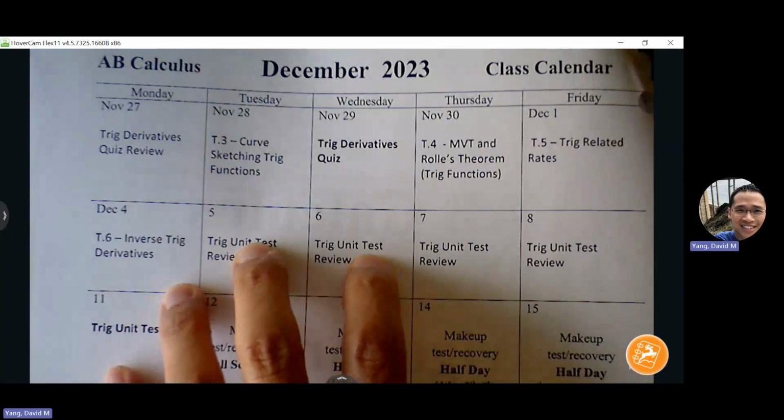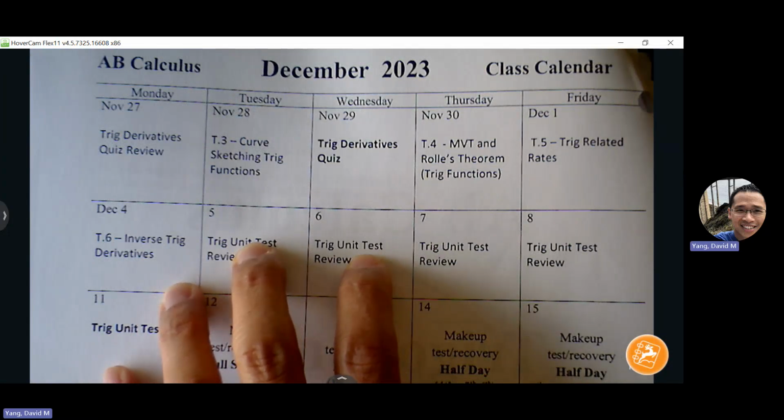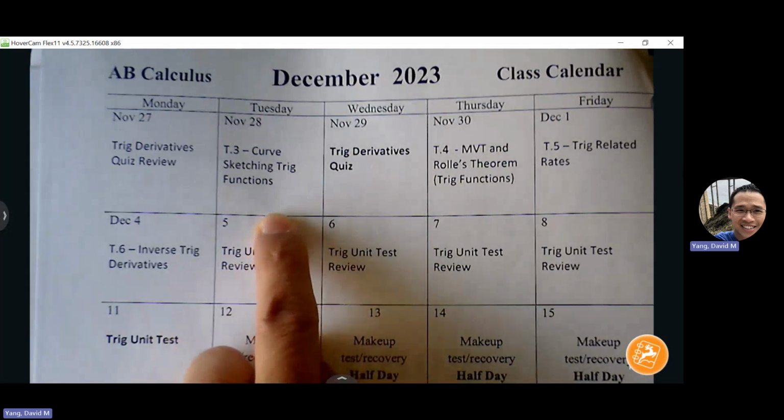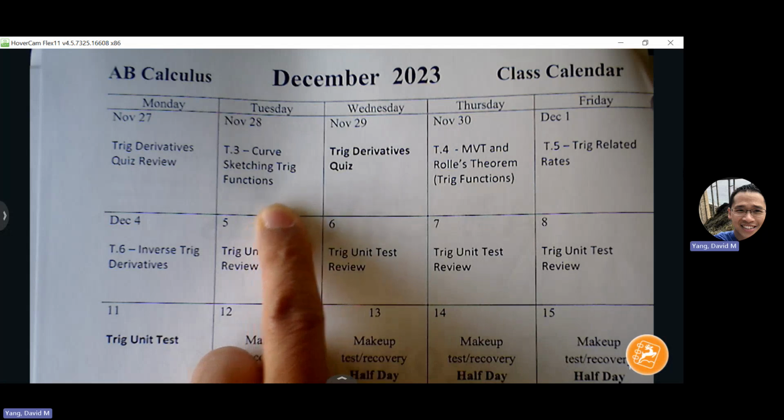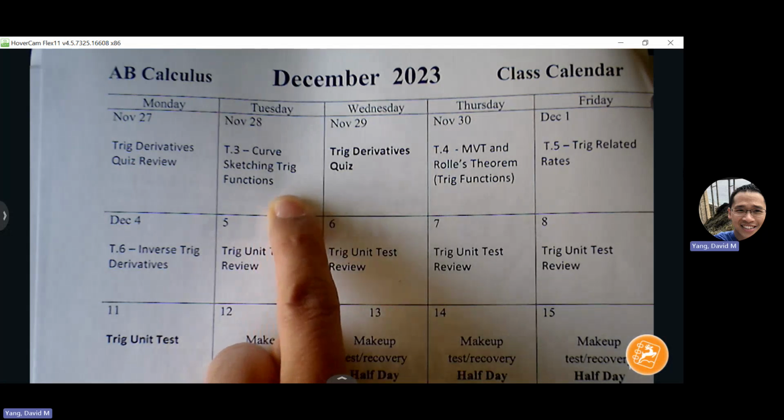A graphing calculator is not required, but it helps to be able to see the graph. And so if you can have your graphing calculators out, I do have a couple that you can borrow, but let's go ahead and have our calculators out.